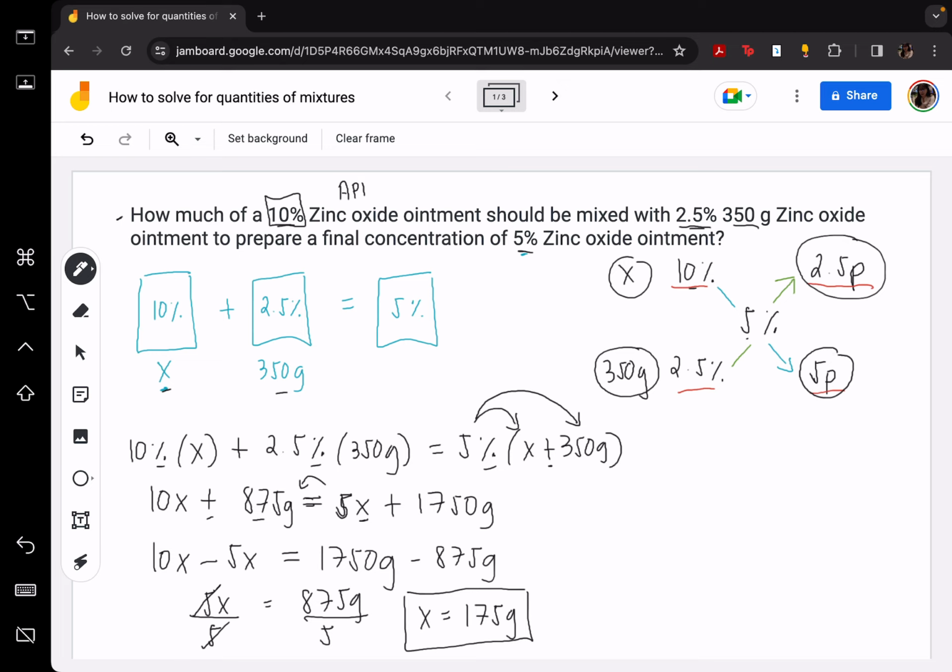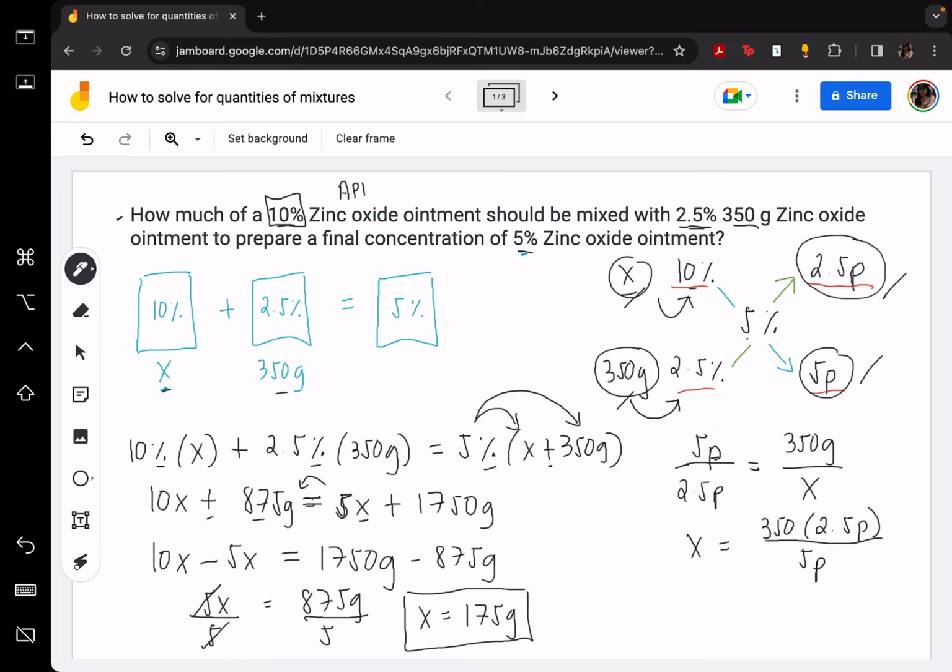So we can just simply say, sorry, I think it's better this way. We can simply say if 5 parts is equal to 350 grams, how about for the 2.5 parts? That's your X, right? The 5P, 350, 2.5P, your X. Your X here is your 10%. The 350 here is your 2.5%. Okay, so if we rearrange, your X is basically 350 grams times 2.5 parts over 5 parts here.